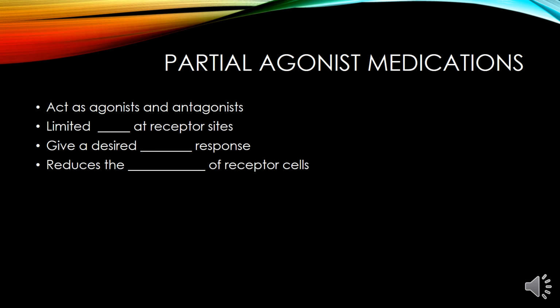Lastly, we have partial agonist medications. These are meds that act as agonist and antagonist. There is limited effect at the receptor site. These drugs give a desired submaximal response, and it reduces the overstimulation of receptor cells.